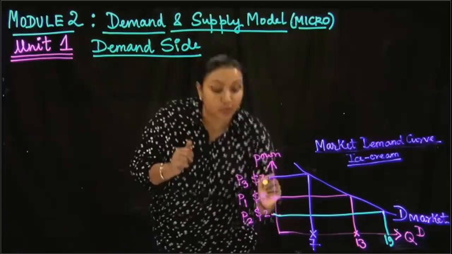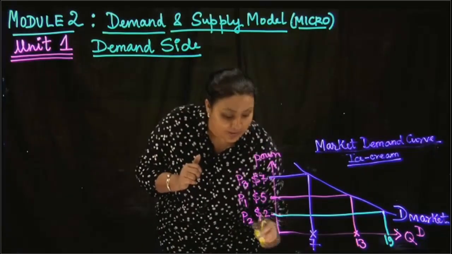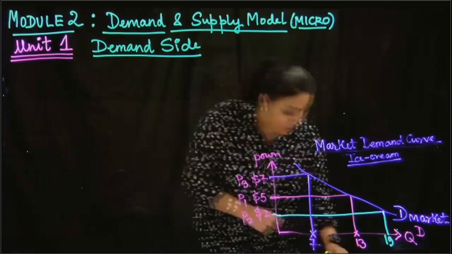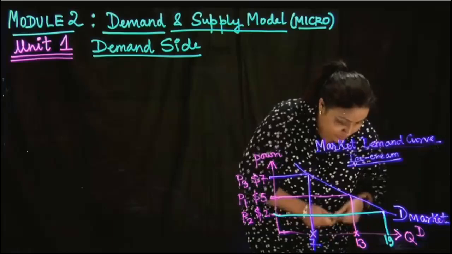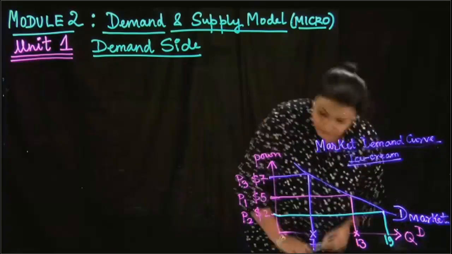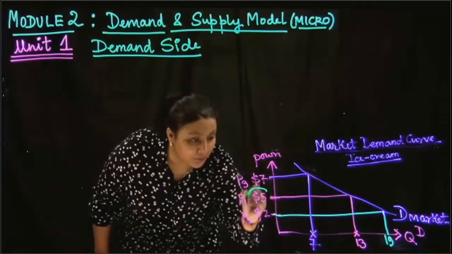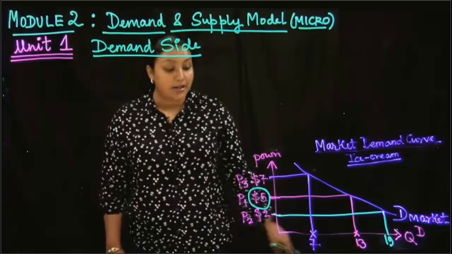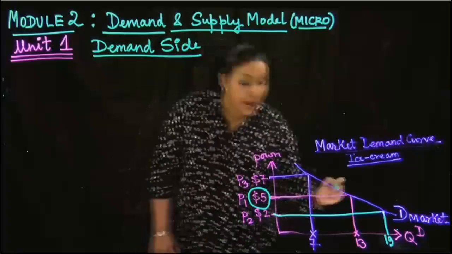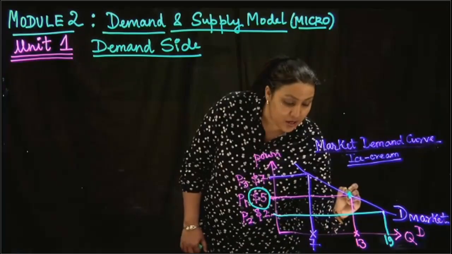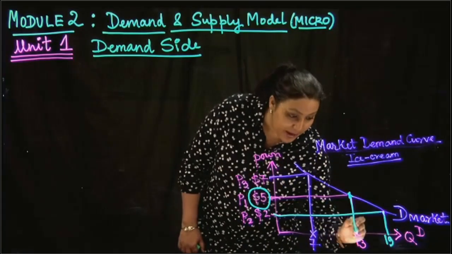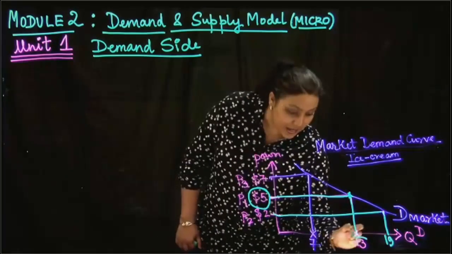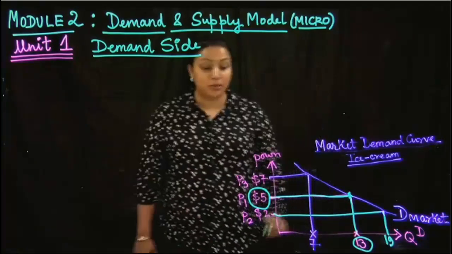So let us start with price point $5. Let's say that the initial price is $5. Okay, so let's say we are at the initial price of $5, and at that initial price the total quantity demanded by all buyers of ice creams in the market is 13 ice creams.